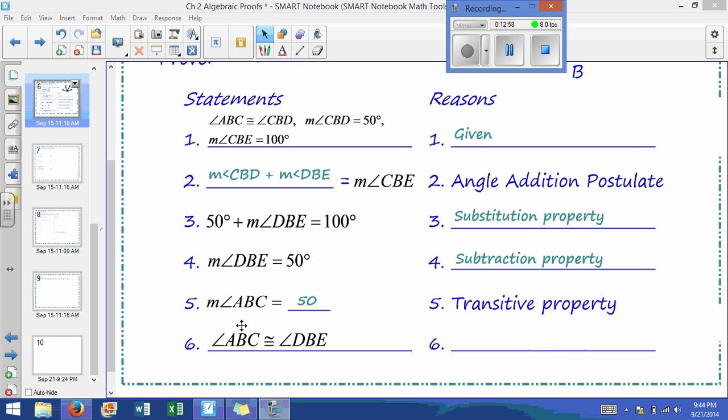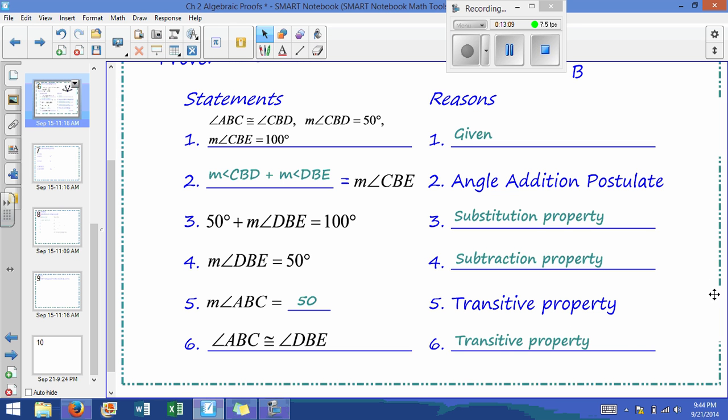Oh, I see my answer right here. ABC and DBE are right here. Well, if they're both equal to 50 degrees, then they're equal to each other. That's the transitive property again, because I have something equals 50, this equals 50, so we don't need the 50s anymore, they just equal each other. So we're skipping that middle section, and it's end to end.